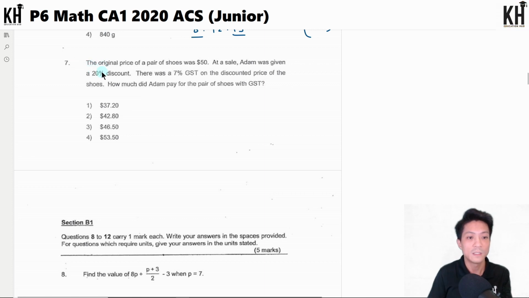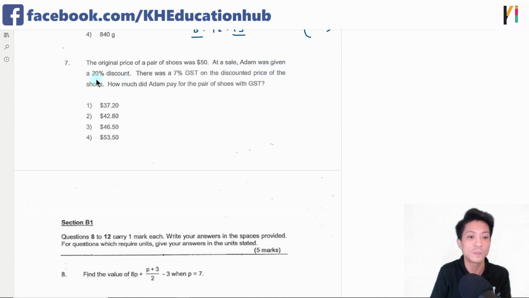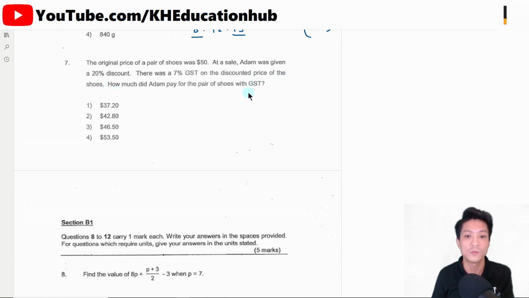Question 7. The original price of a pair of shoes was $50. At a sale, Adam was given a 20% discount. There was a 7% GST on the discounted price of the shoes. How much did Adam pay for the pair of shoes with GST?